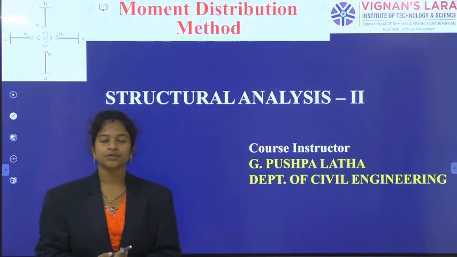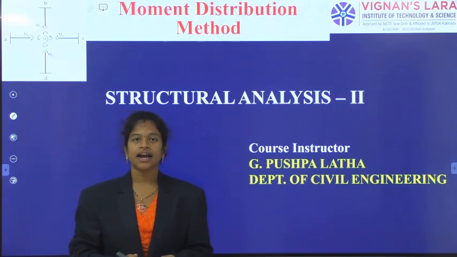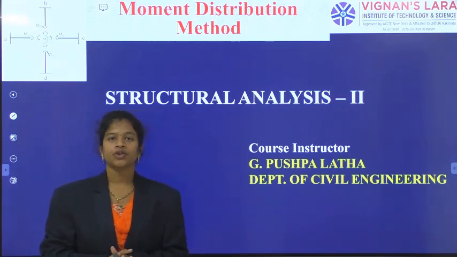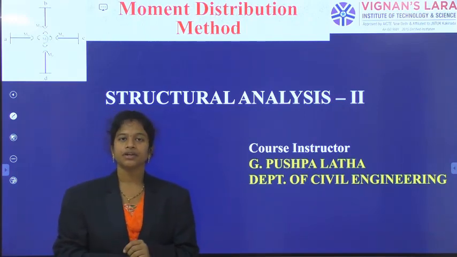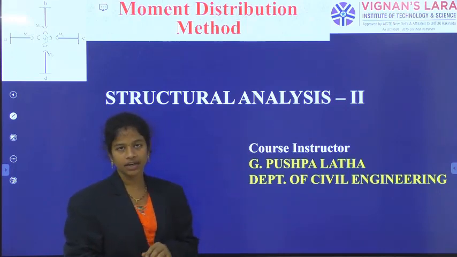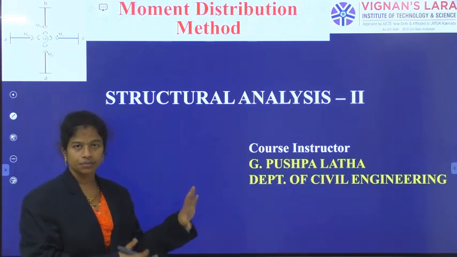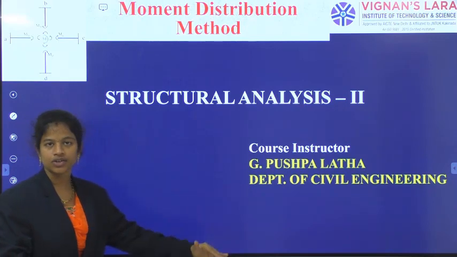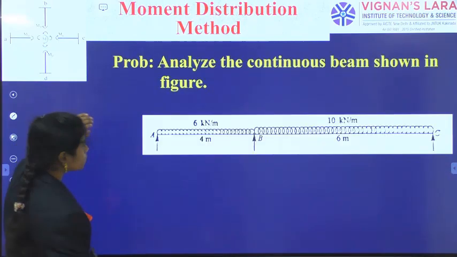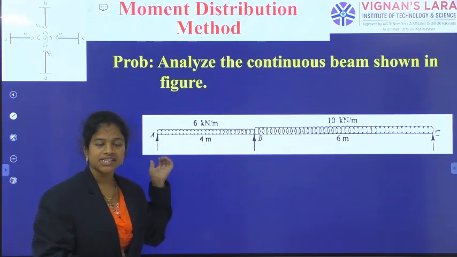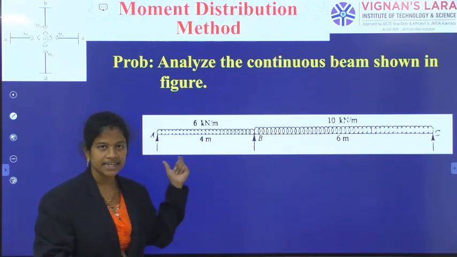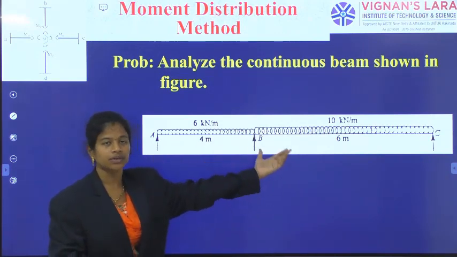So in the previous classes we have started the moment distribution method, and we have started a problem to analyze a continuous beam with the moment distribution method. Firstly we will go with a short brief of notes and then we will go into the continuation steps. We have observed a continuous beam which has simply supported ends at A and C, and it is subjected to UDLs over two spans.